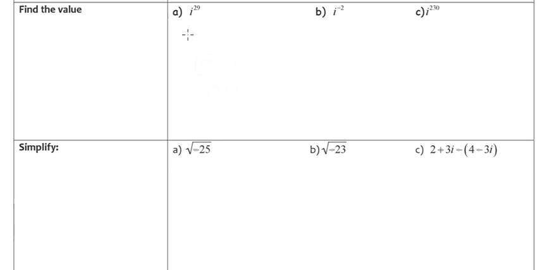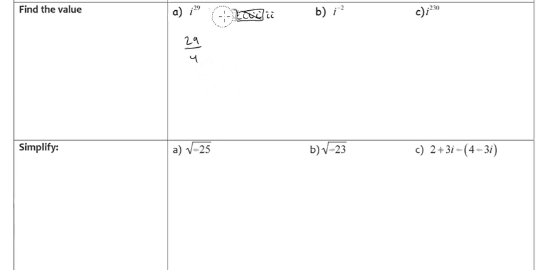But i to the 29th. So if we take 29 and divide it by 4, all we're really looking for right now is what the remainder is. You're not actually taking 29 and dividing it by 4; it has nothing to do with this problem. We're just saying that there's 29 i's being multiplied together, and every 4 of them is equal to 1, so we can get rid of them. Then how many are we going to have left over after we've gotten rid of those groups of 4?